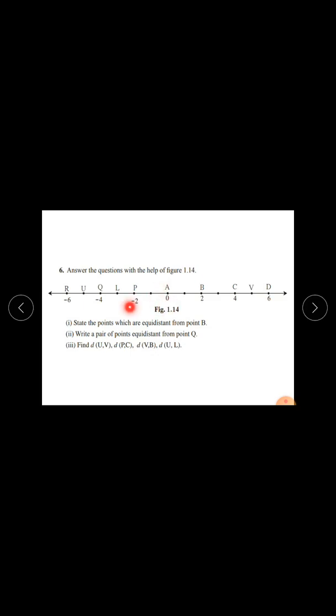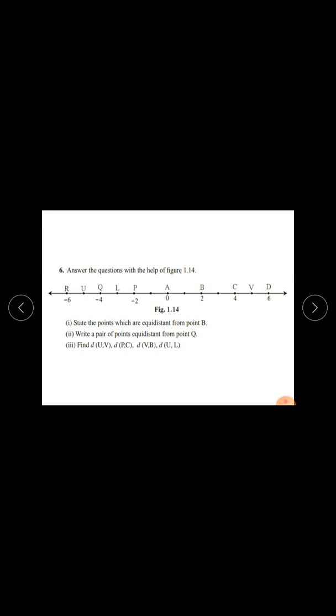For point P, coordinate is -2. So for point L, what is the coordinate? Here it comes -3. For point L, coordinate is -3. For Q, coordinate is -4. For point U, coordinate is -5. It is not given, but we can find out. For point R, coordinate is -6. So for point U, coordinate is -5.